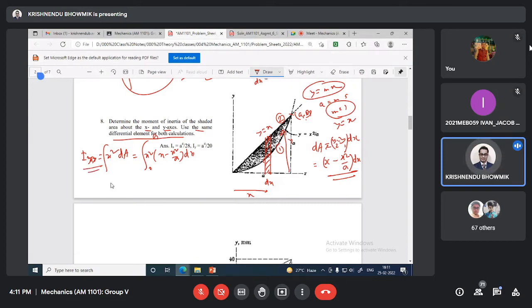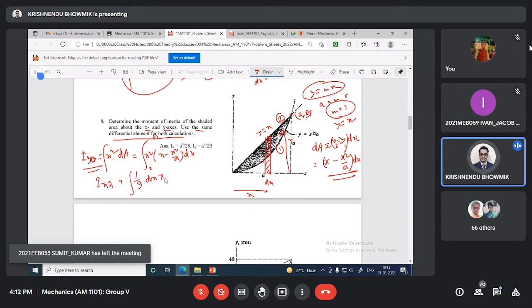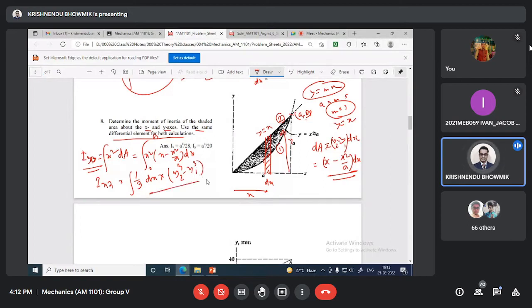Now for the Ixx value, we'll use another approach: 1/3 integration, 1/3 dx multiplied by (y2 cube minus y1 cube). It is better. You directly put the expressions of y1 and y2 and you will get the value. Have you understood this problem properly? Yes, sir.